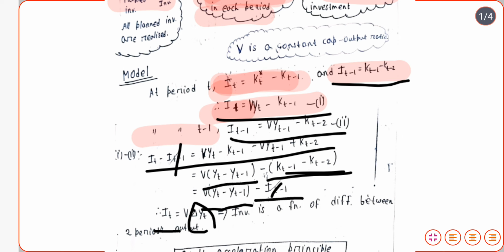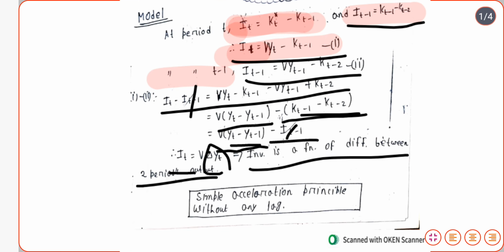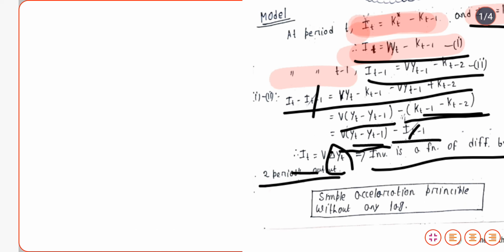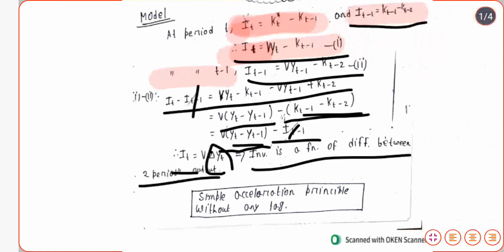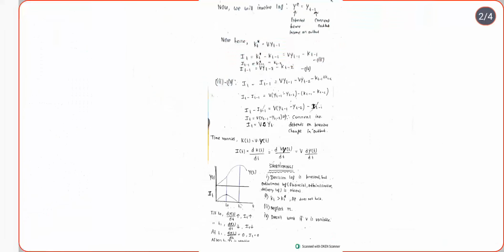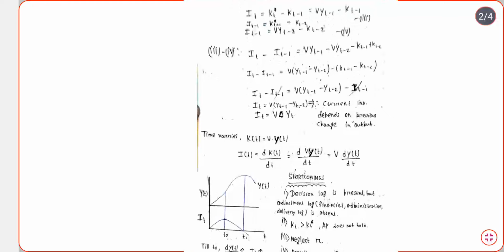So investment is nothing but a function of the difference between two periods' output, that is yt minus yt minus 1. So this is basically the simple acceleration principle without any lag, as we have denoted. There is no lag included in it. And now if we include the lag in the simple acceleration principle, then what will happen actually?